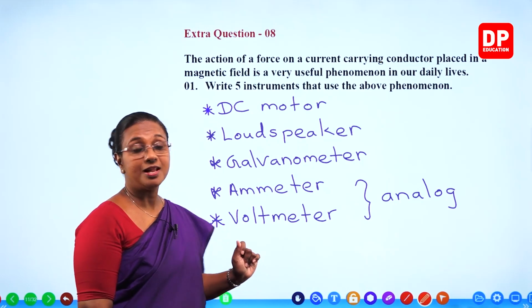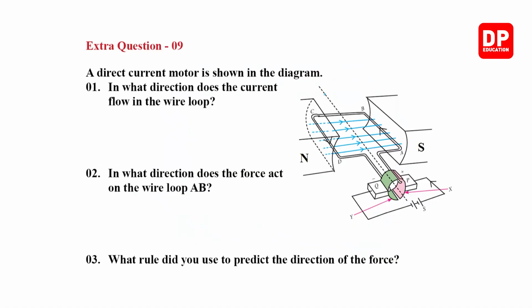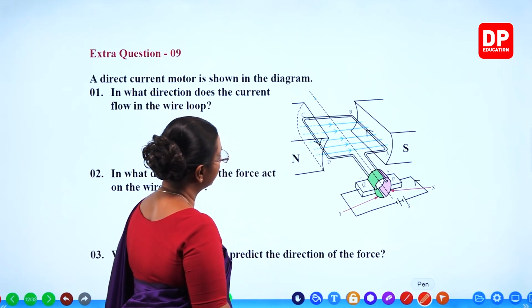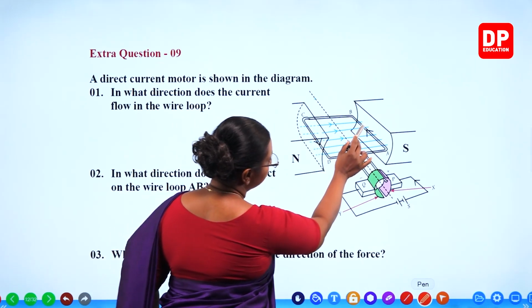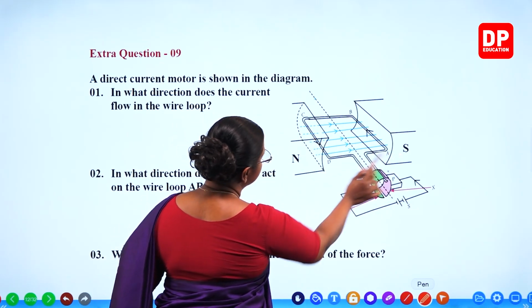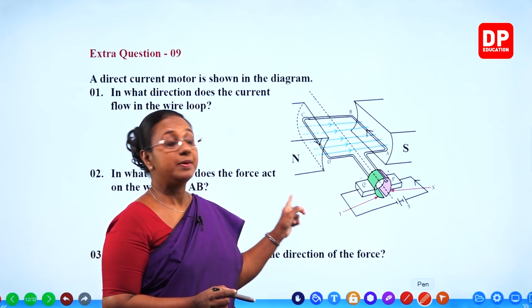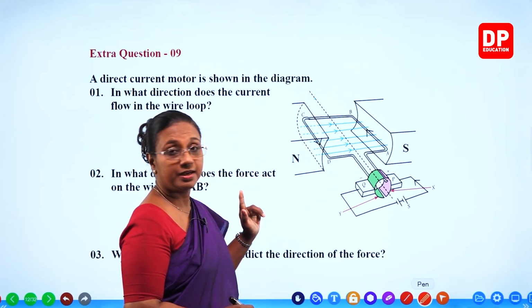So with that, students, I'll move on to the next question. Extra question 9. A direct current motor is shown in the diagram. So here you can see this is a direct current motor. You can see these two parts labeled as N and S, the north pole and the south pole. That is the permanent magnet of the direct current motor.